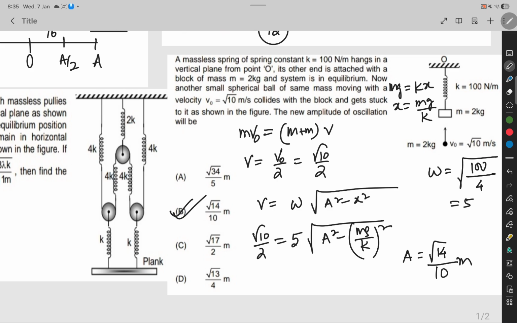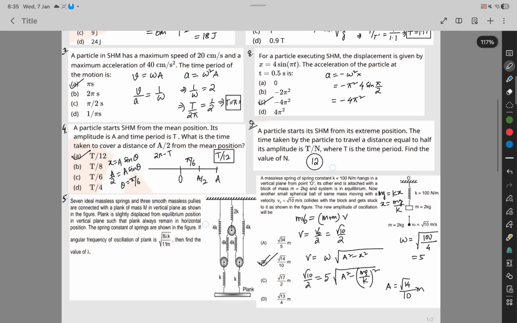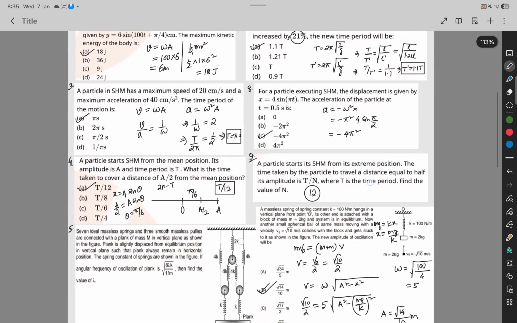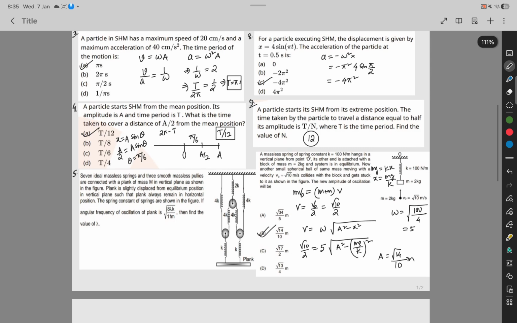So this was the detailed answer key of the recent test that we conducted. That's all. The upcoming test will be of motion in 1D and 2D, that is kinematics. Okay, good luck to you all, and your result will be published very soon, within 1 or 2 days. Thank you.